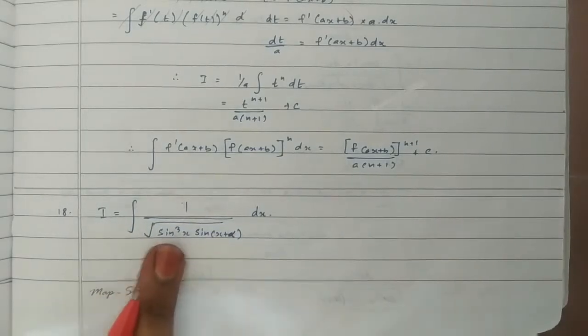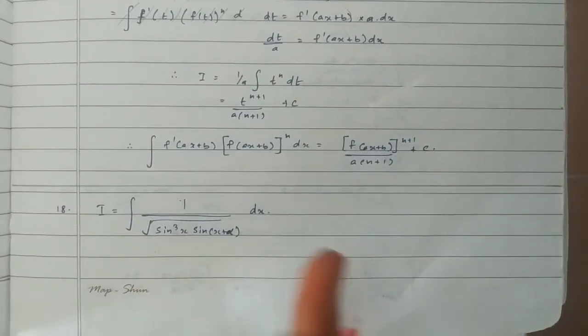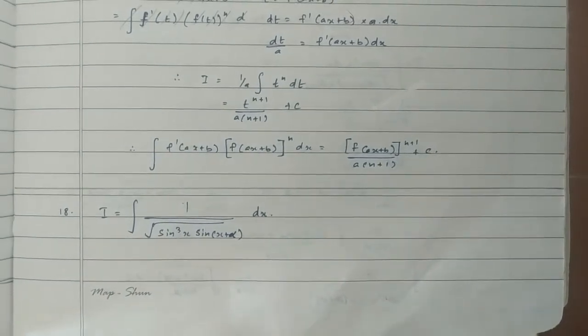So we need to multiply and divide by sin this term. So you will be getting sin power 4x divided by sin x. So sin power 4x, when you take outside, you will be getting sin square x. Is it clear what I am telling?